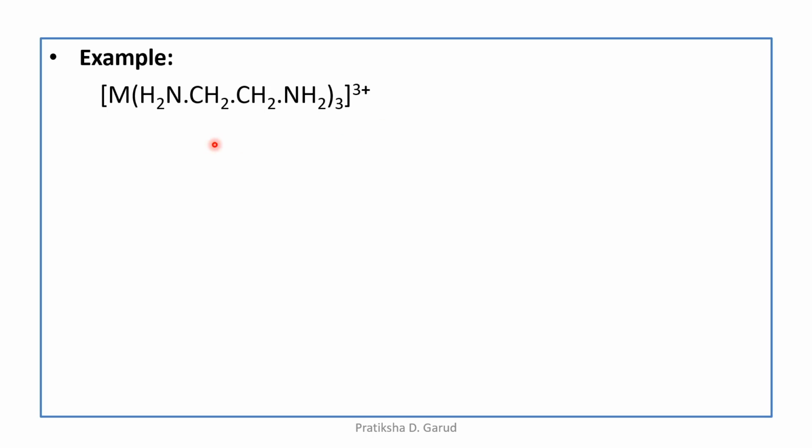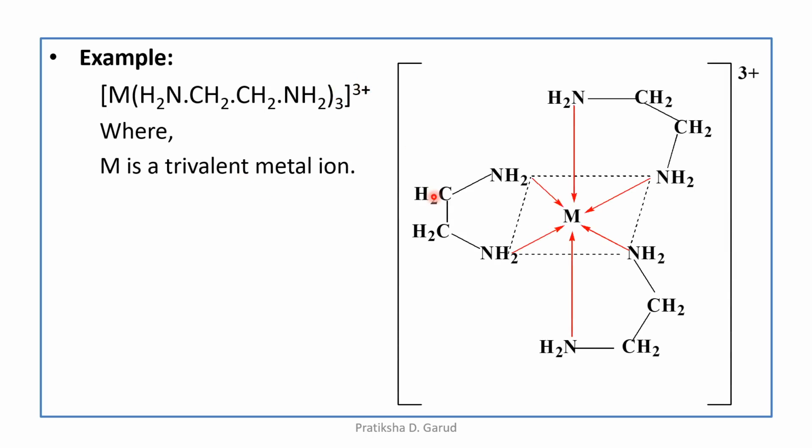Its example is M(NH2CH2CH2NH2)3 3+. Now this is the ligand NH2CH2CH2NH2. Here there are two donor atoms, two nitrogen atoms, and they are linked to the metal. Therefore it is called a chelating ligand and the complex is called a chelate. Here the metal M is a trivalent metal ion because it has a 3+ charge. So this is the structure.